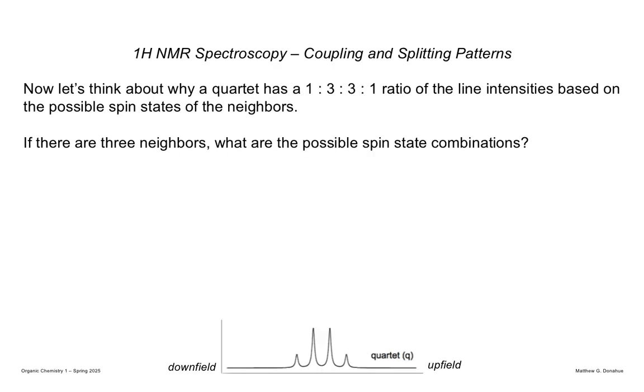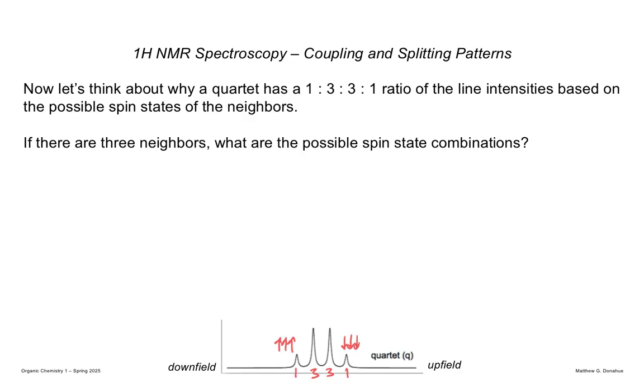So now what about the quartet? We said the ratios were 1 to 3 to 3 to 1. The ones are straightforward, right? They're either aligned or opposed. So up, up, up, down, down, down.